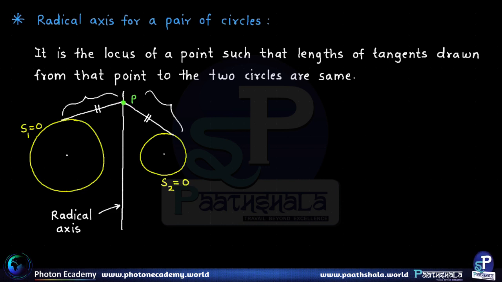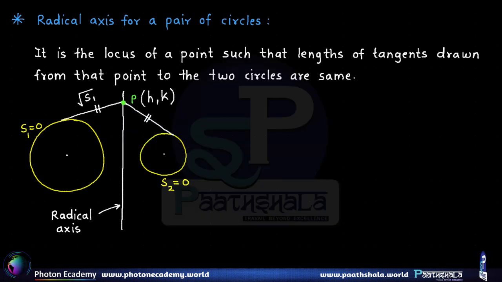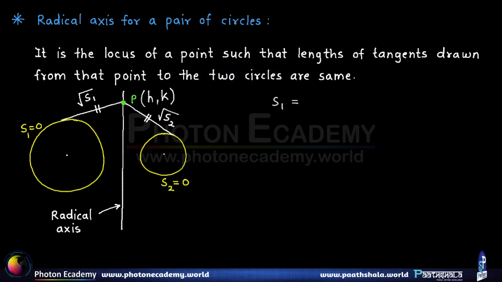Now suppose we have a point P such that the lengths of the tangents drawn from point P to both of the circles are the same. Then the set of all such points forms a straight line, and that is called the radical axis for that pair of circles. To derive its equation, let us consider the point as h comma k. Since the length of the tangent segment is given by root of S1, and for the second circle by root of S2, where in these roots we substitute the coordinates of the point, and since they are equal, we can say that S1 equal to S2.